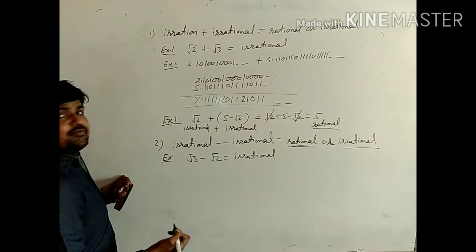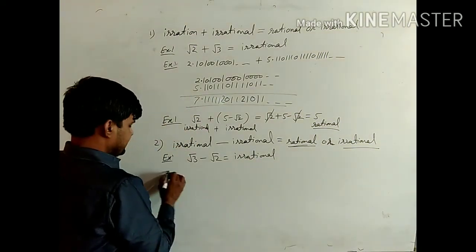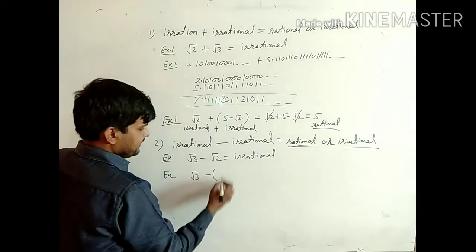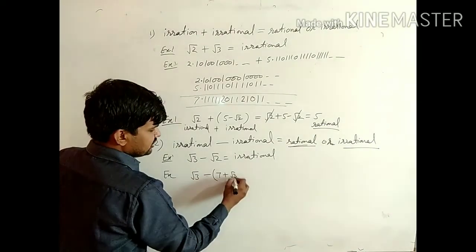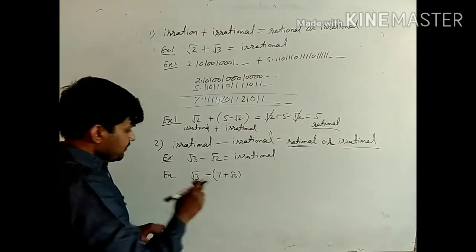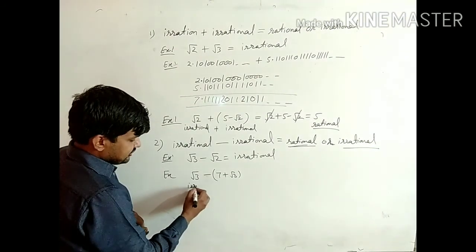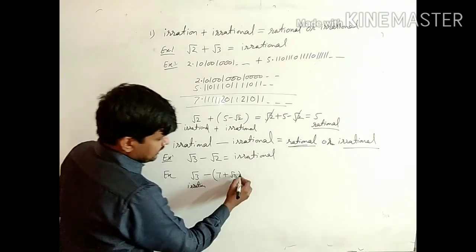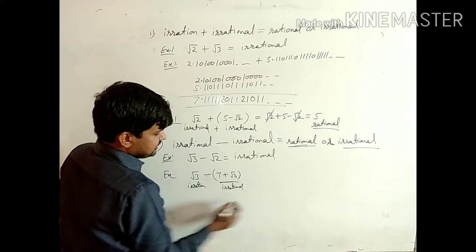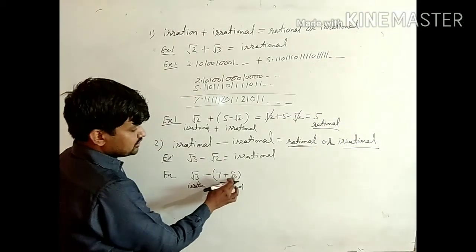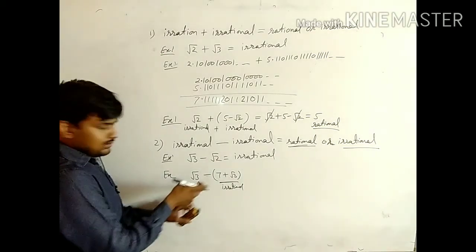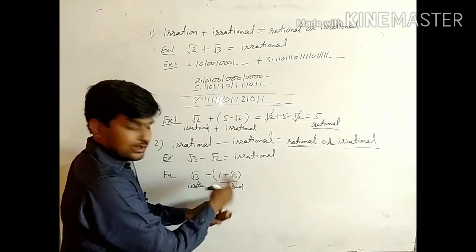But if we perform here another example: root 3, from this we have to subtract 7 plus root 3. Sorry. Root 3 is irrational, and the value in this bracket is irrational. This value is irrational because 7 is rational plus root 3 is irrational. So rational plus irrational, we get irrational. So root 3 is irrational, minus this bracket's value which is irrational.